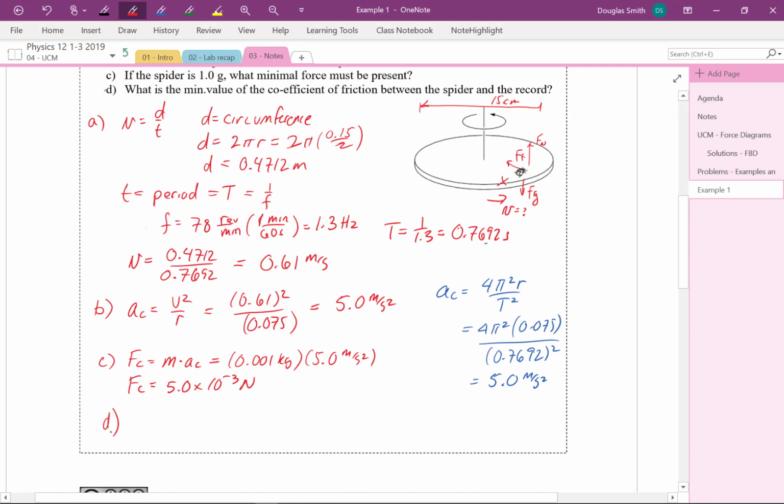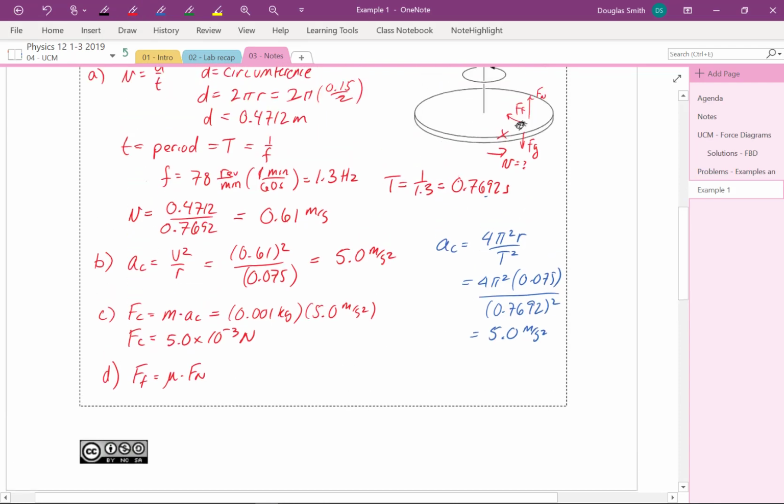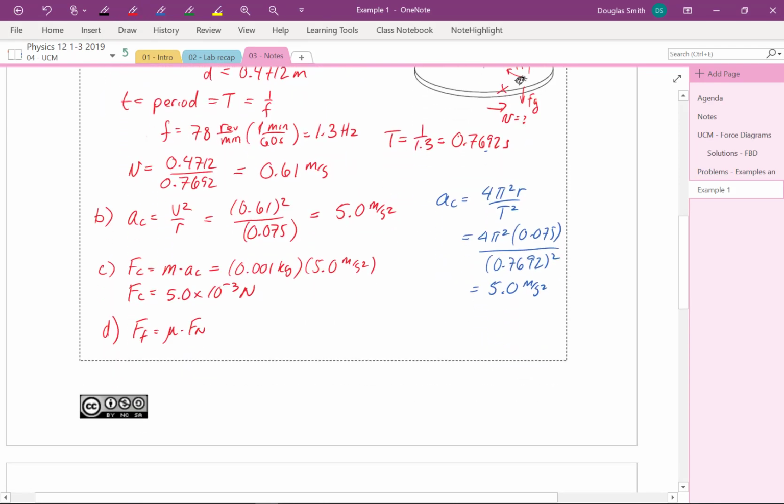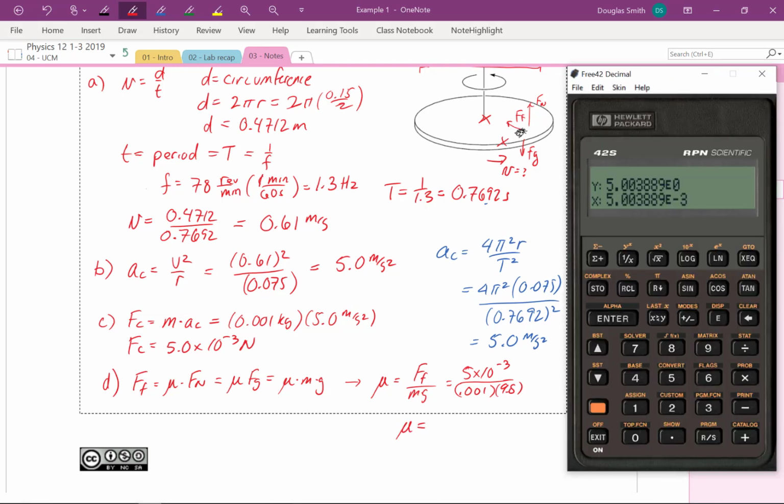And the coefficient of friction. Our formula for friction is mu Fn. In this case, Fn and Fg are equal because they're balanced vertically. So mu Fg, which is equal to mu mg. So mu equals Ff divided by mg. And in this particular case, Ff is Fc. Fc is pointing towards the center, and that's 100% coming from the friction. So we have 5 times 10 to the negative 3 divided by 0.001 times 9.8. Mu should be 0.51.